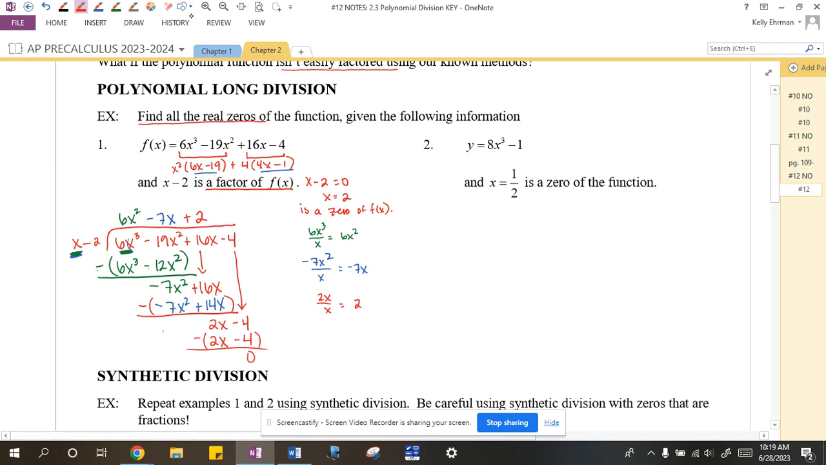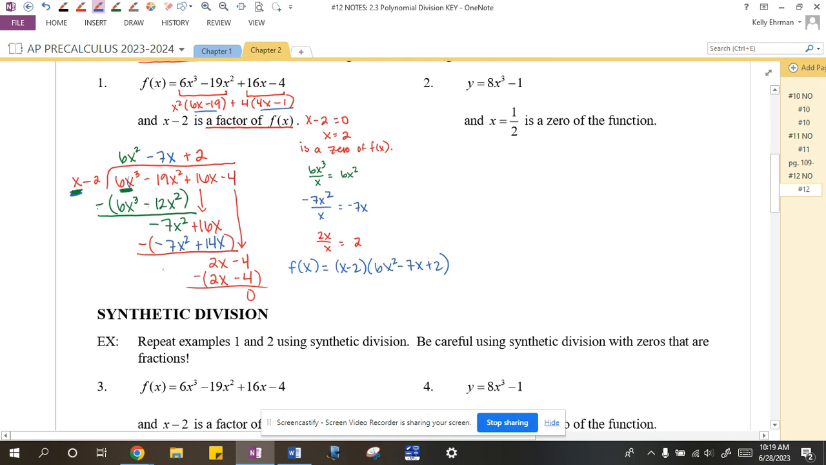So far what we have, sorry, I'm going to erase this work off to the side here. Actually, no, I don't want to do that. Okay, so what we've just shown is that now we have a factored form of f of x. We divided f of x by x minus 2. And our quotient, our result, was that it should be 6x squared minus 7x plus 2.